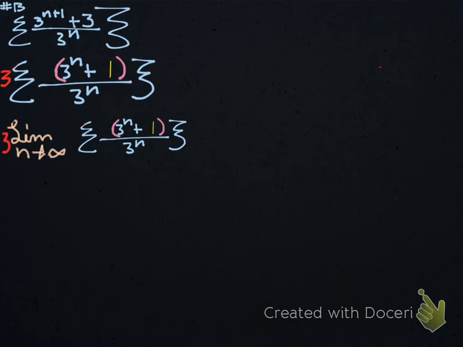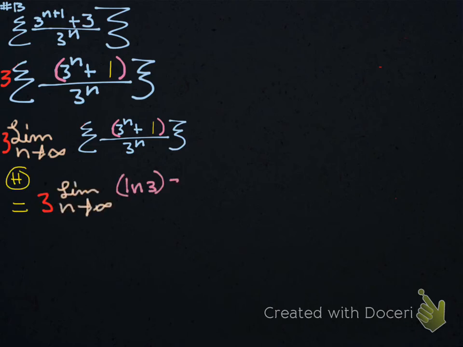So now I'm looking at that numerator and that denominator. When I evaluate that as n goes to infinity, we see that's infinity over infinity. And then let's go to L'Hopital.